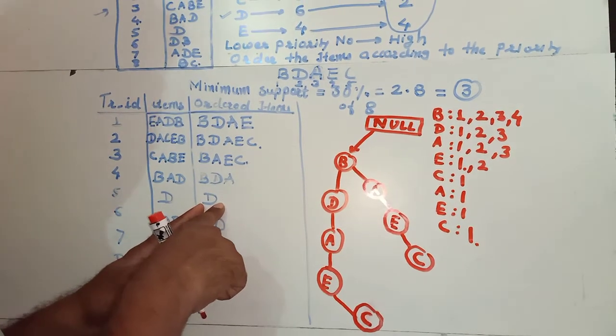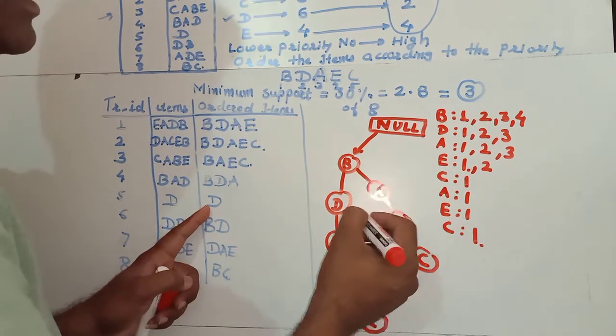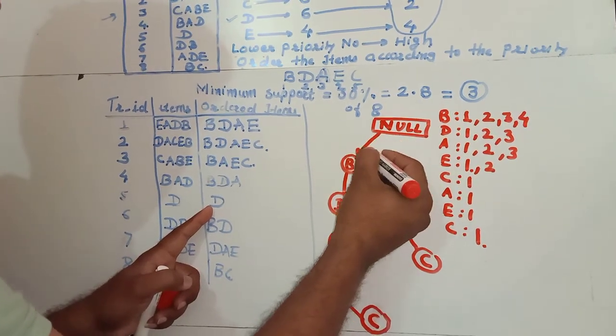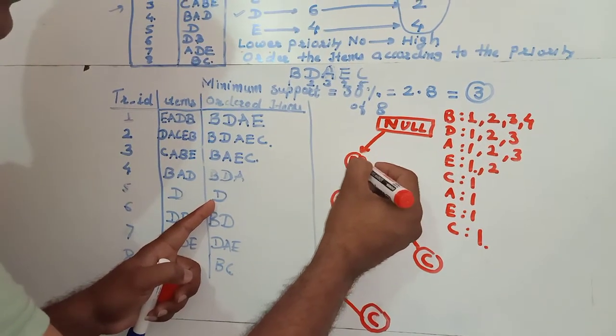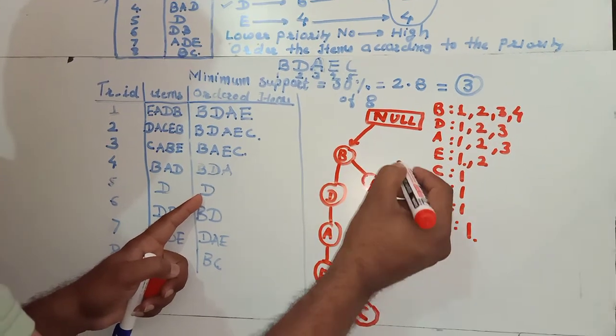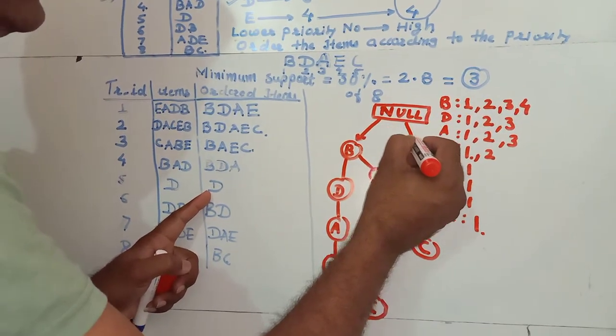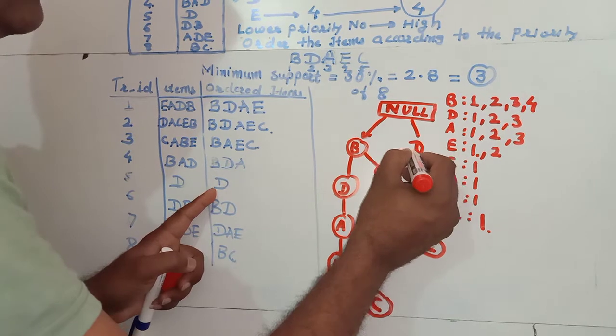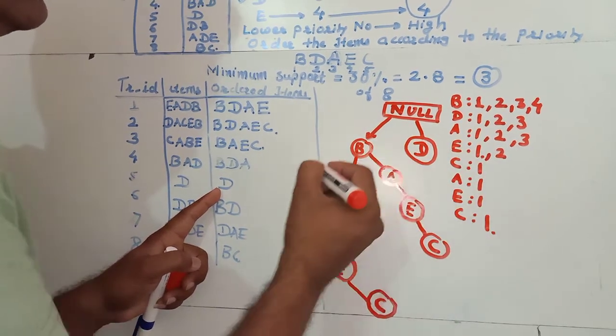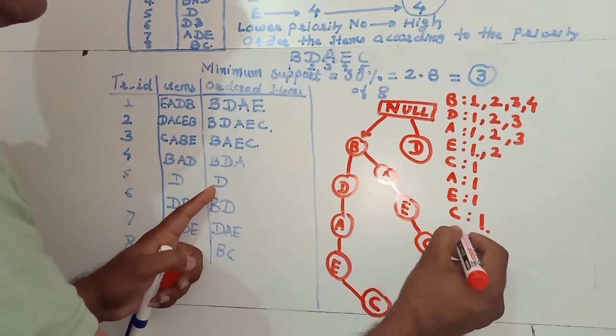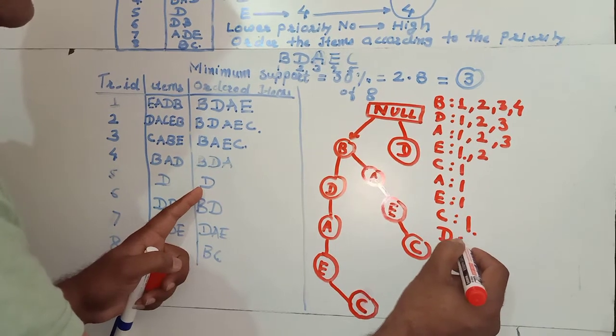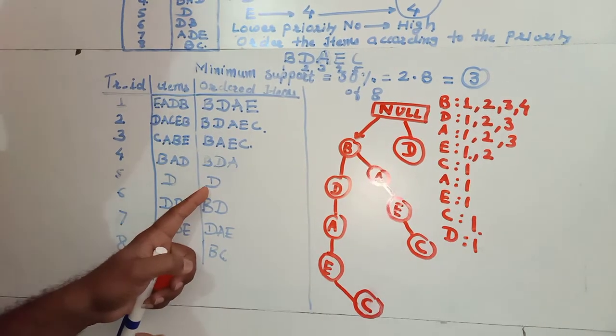So what we will do is, as D is not the first node over here, we will generate one more root starting from D, and the occurrence of D we will write down as 1, as it is coming for the first time.